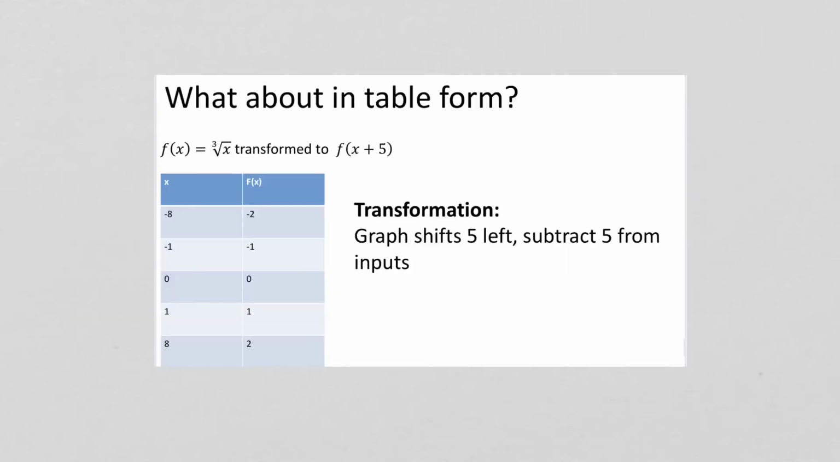Okay. So what about in table form? So now we're just looking at a table, no graph. I'm giving you a table of cube root x, right? The cube root of -8 is -2. The cube root of -1 is -1. And what we want to do is transform this f of x table so that it's now f of x plus 5. We see input x plus 5, and we see that this graph is shifting 5 to the left, which means we just need to subtract 5 from the inputs.